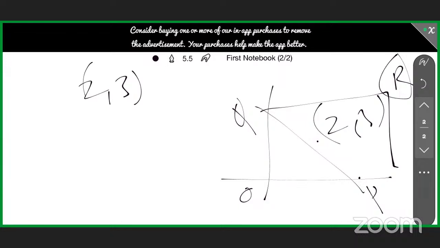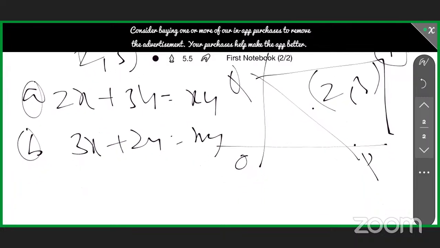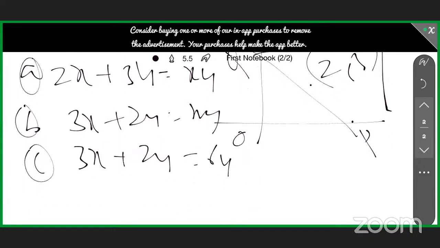So I'll give you the options. Option A is 2x plus 3y is equal to xy. B is 3x plus 2y is equal to xy. Option C is 3x plus 2y is equal to 6y. And option D is 3x plus 2y is equal to 6.